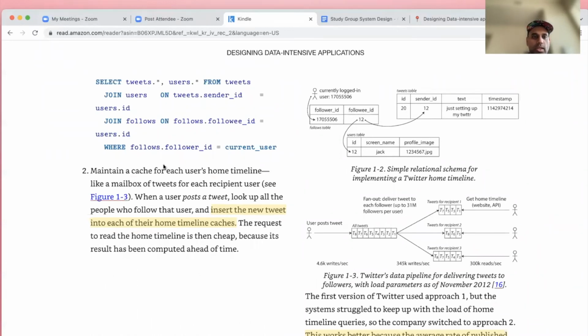Whereas if they pre-process it beforehand, which is strategy 2, and maintain a cache for the user's home timeline, there may be a delay, or it may not be as fresh as what the user actually posted, but that may be okay. I think it helps balance the load of the system. The user still gets to see all of the relevant tweets when they come to their home timeline.